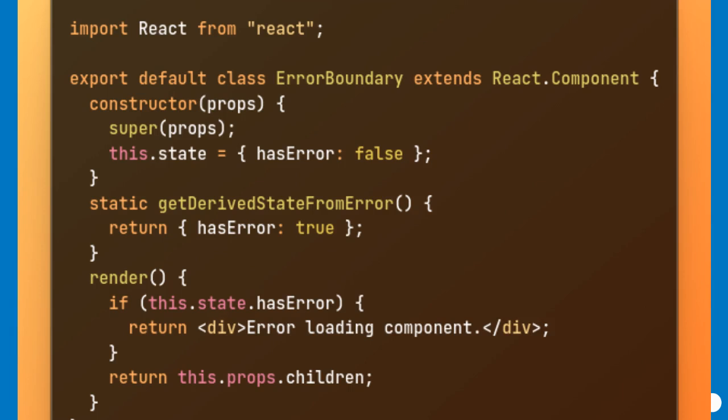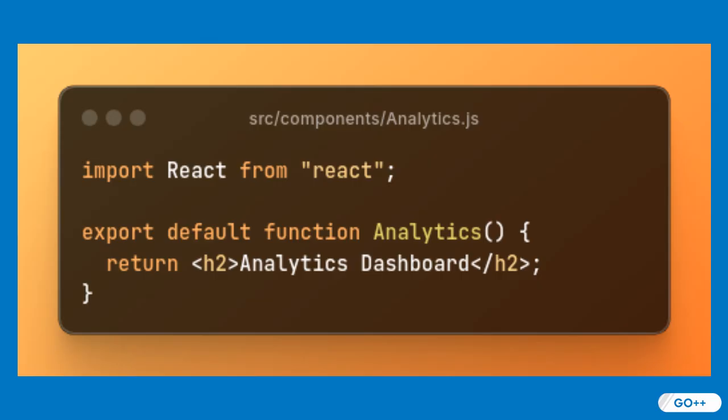If a dynamic import fails, it displays a user-friendly error message instead of breaking the entire UI. The analytics component is an example of a secondary page loaded via code splitting. It simulates a dashboard section that is only fetched when the user navigates to the analytics view.